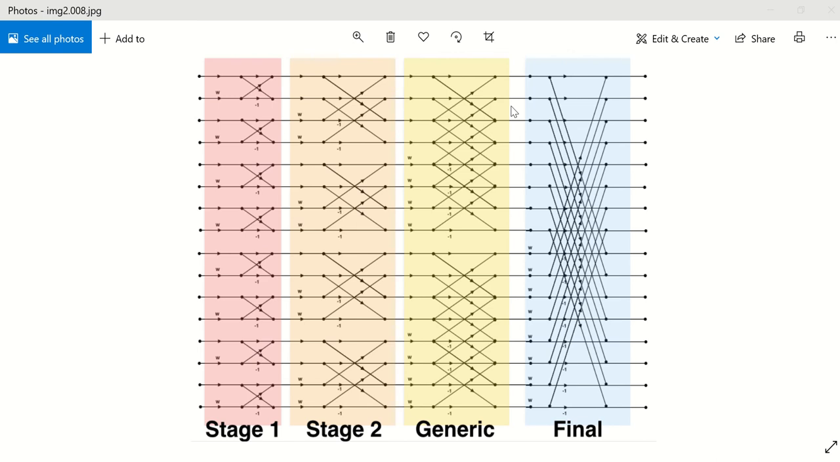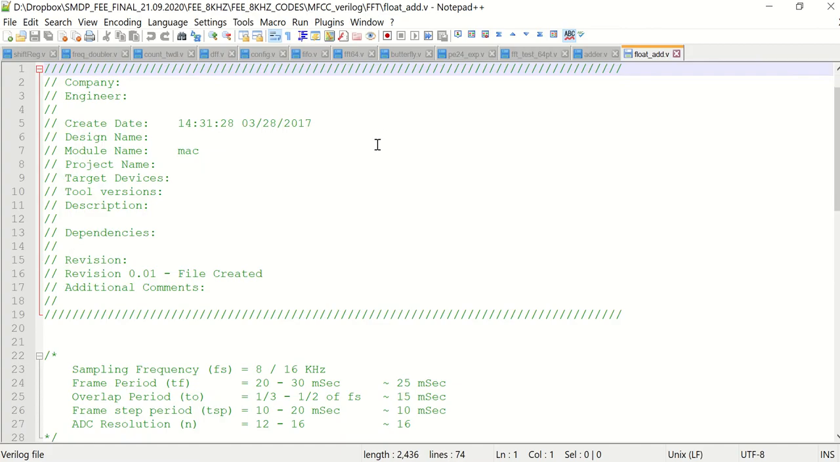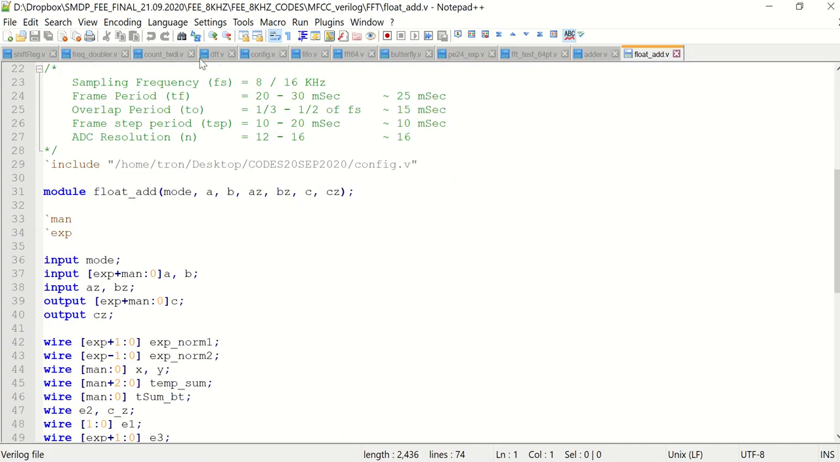Here we'll be considering the DIT implementation, wherein first the initial input samples are divided into even half and odd half, and so on and so forth. Now we'll look into the Verilog implementation of the 64-point FFT.